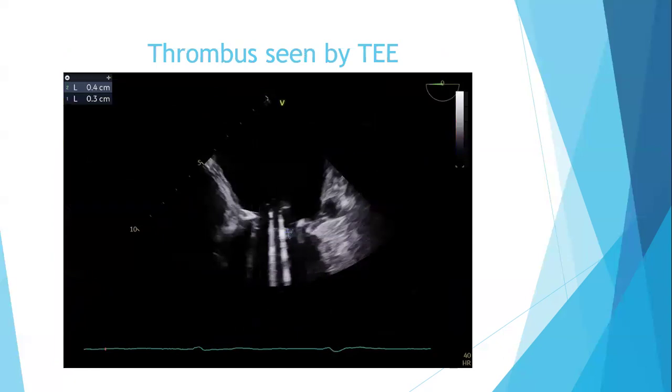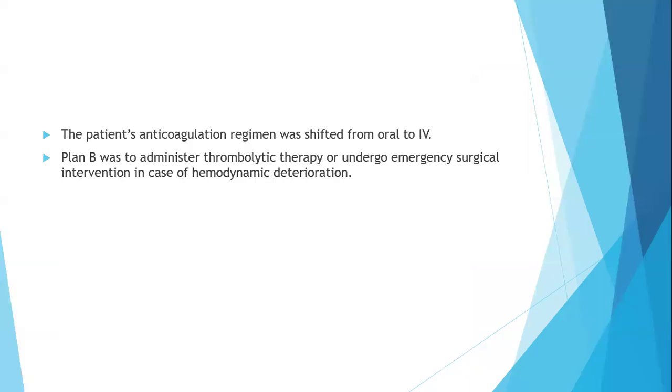This was the mass that was seen by the transesophageal echo. It was 4 by 3 millimeters. During the measurement by the transthoracic echo, it was a bit larger than this. However, this is a more accurate measurement of the pathology present.